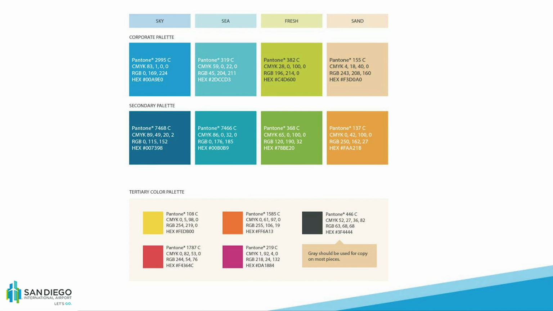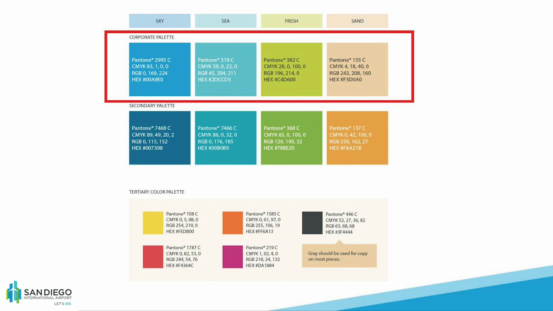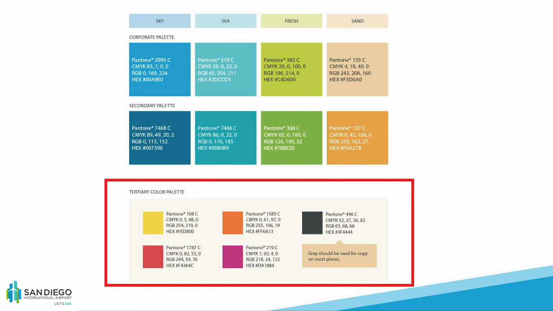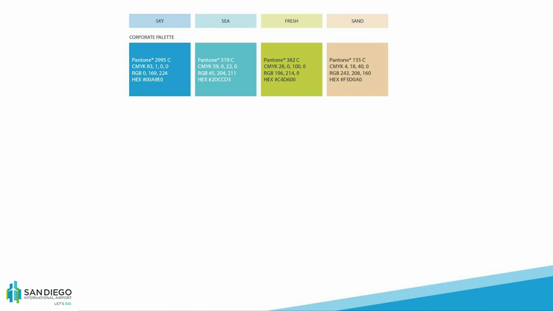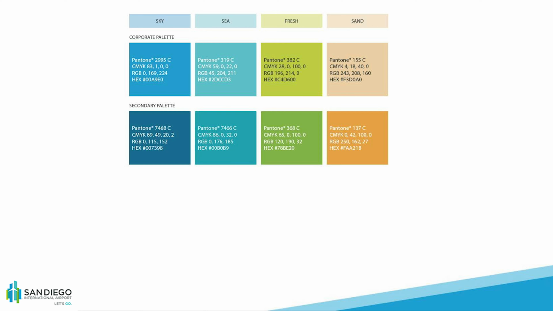There are 3 different palettes, all with different uses. They are the corporate, secondary, and tertiary palettes. The corporate palette consists of the brightest version of our 4 categories and should be used first and foremost on all materials. The secondary palette consists of darkened versions of our corporate palette and is available to support the use of the corporate palette when necessary.